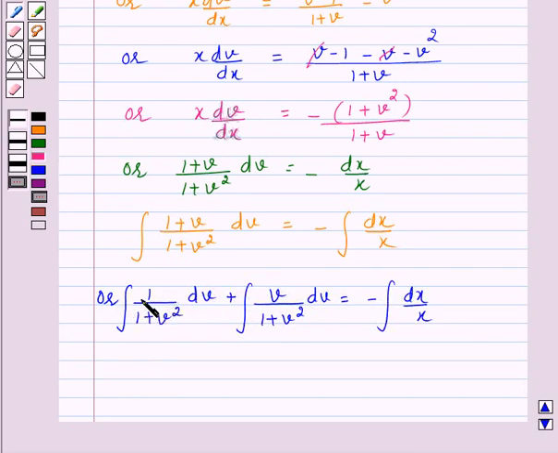Now, the integral of 1/(1 + v²) dv is tan inverse v. Here, let us substitute 1 + v² = t, then 2v dv = dt, that is v dv = 1/2 dt. So, the integral of v/(1 + v²) dv is 1/2 log t, that is 1/2 log(1 + v²), and this is equal to -log|x| + c.